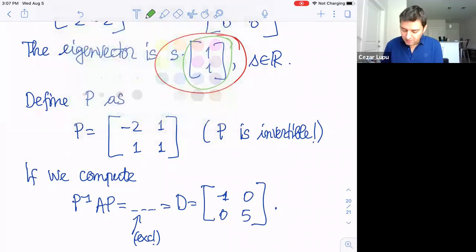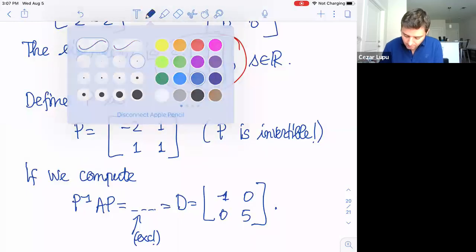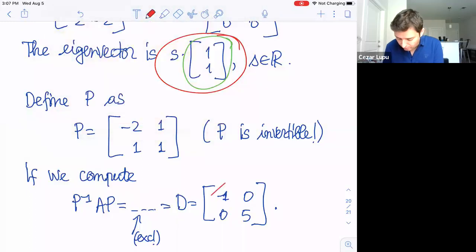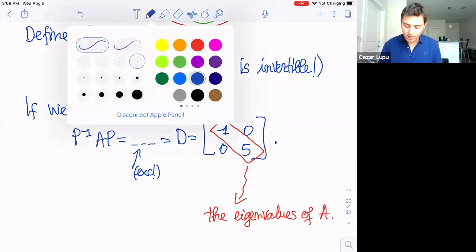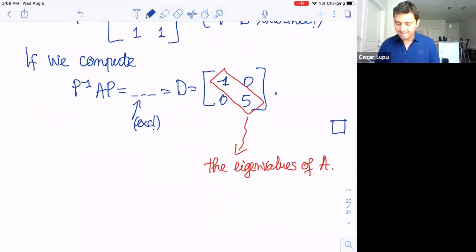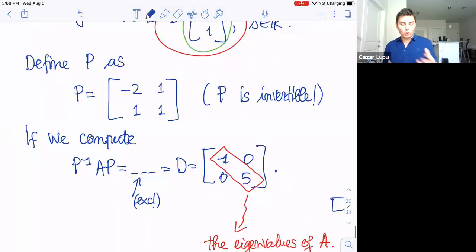And guess what? What do you see on the main diagonal of this matrix? Just look at it. You see nothing else than just the eigenvalues of A. And voila, that's the problem. You see, it's pretty straightforward. Also, I would suggest you look at the videos I've done on this. Again, it's very straightforward.